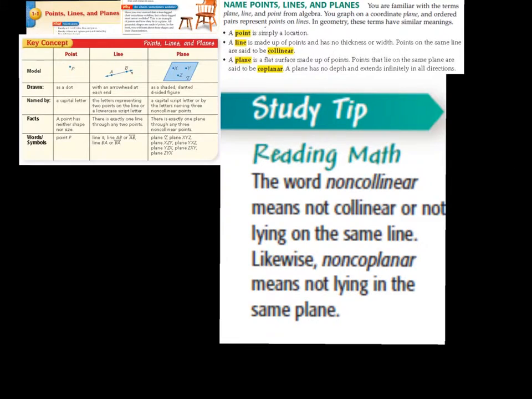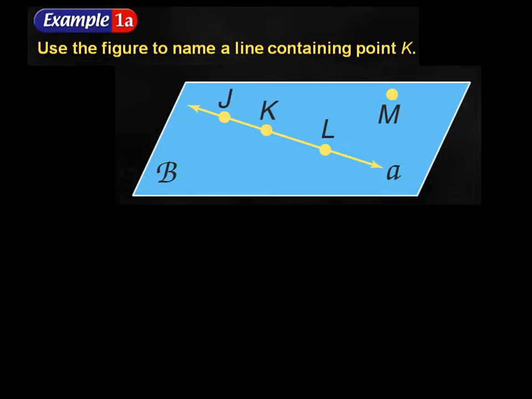We know the prefix non means not, so non-collinear means not collinear, not lying in the same line. Likewise, non-coplanar means not lying in the same plane. We find that really often in math, so it helps to look at prefixes. We're going to start off with our first example, seeing how open-ended geometry can be.